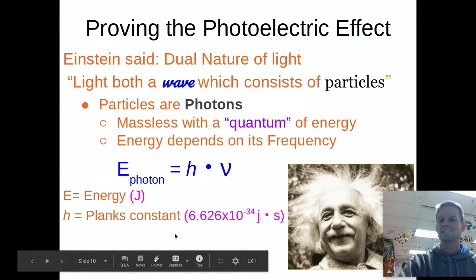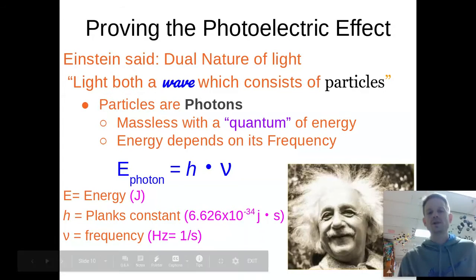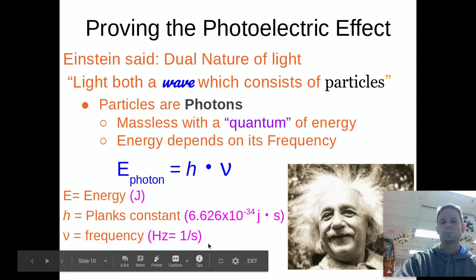h is a constant, so that actually makes this one pretty easy. This is called Planck's constant. That's what Planck was talking about. This is 6.626 times 10 to the negative 34th joules times seconds. And this is just something that you have to have access to. And then we have frequency again, which we know is in hertz, or 1 per second, or second to the negative first, however we want to think about it.